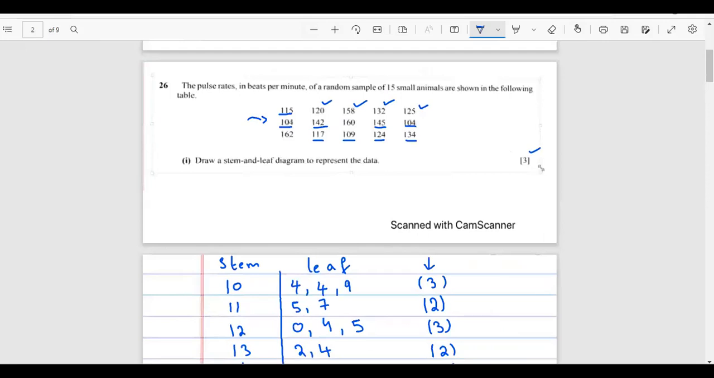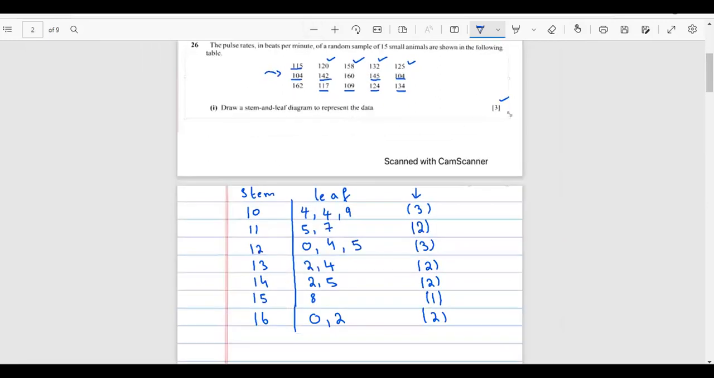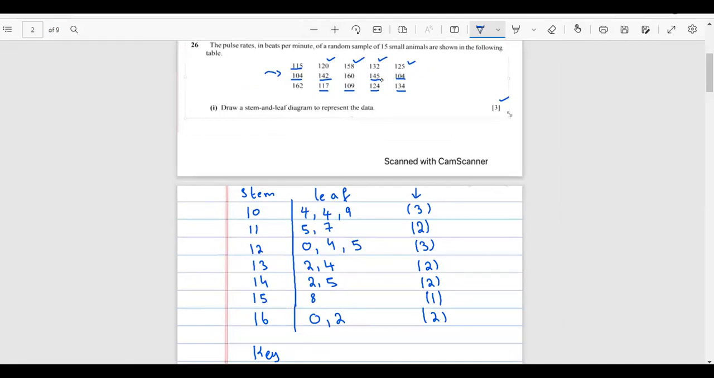Any doubts with this first question? No, ma'am, thank you. Okay, now we have missed something, and that something is the key. Key has a proper separate mark. We need to write down the key always. So how do we write it down? Just pick up any number. Let's say I pick up 13. 16. So it is going to be 13-2, and it would be 132. All right, okay. This is how we do it.